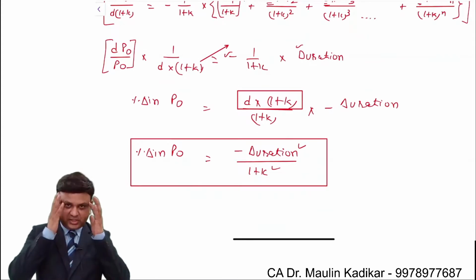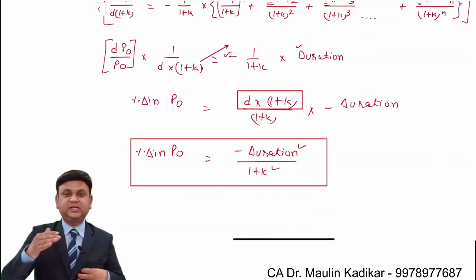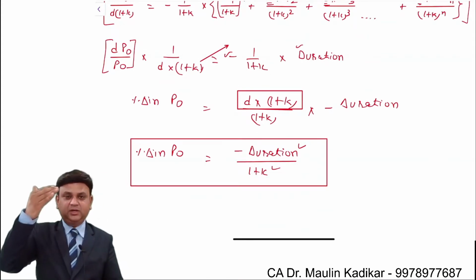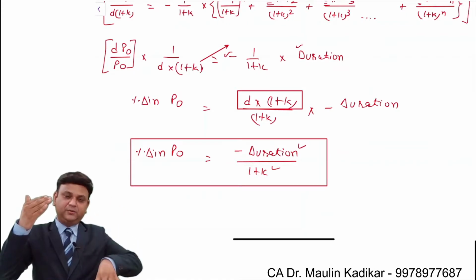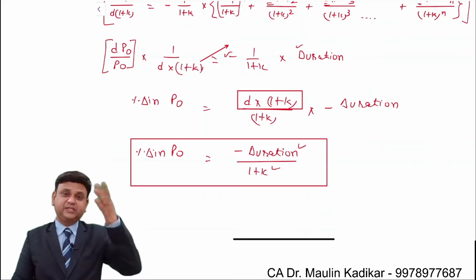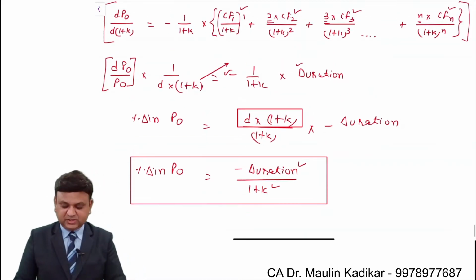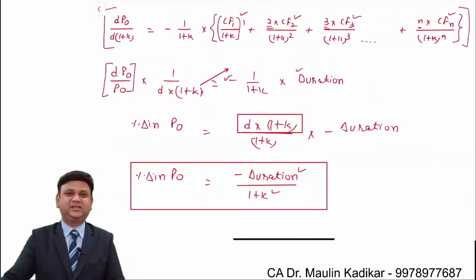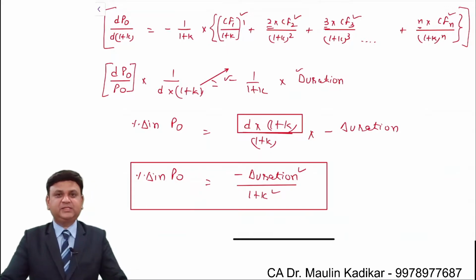We understand logically that if there is an increase in the required rate of return, the price of the security will fall. If the cost of capital reduces, then the price of the security will increase. That is what this formula is indicating, and it is basically called the volatility of the security.